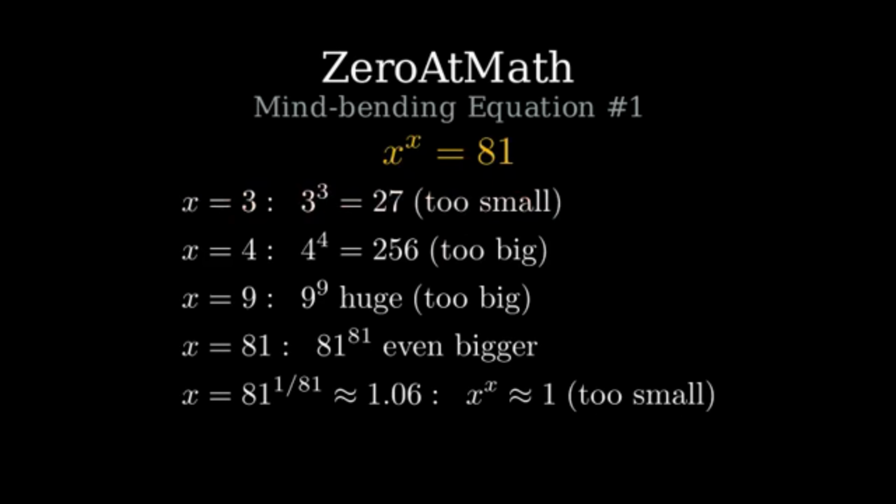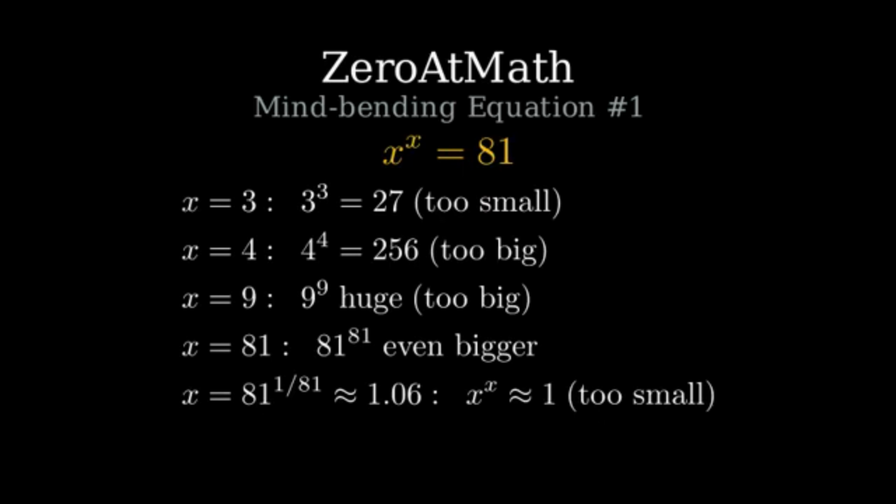Try x equals 3. 3 to the 3 is 27, too small. x equals 4. 4 to the 4 is 256, way too big. x equals 9. 9 to the 9 is enormous, definitely too big. x equals 81, even bigger. What about x equals 81 to the 1 over 81? That's very close to 1. And 1 to any power is 1, too small. So, no obvious integers. Here's the clever trick.